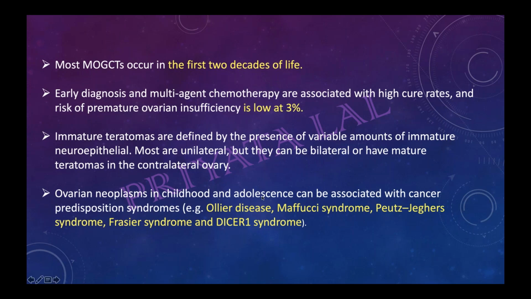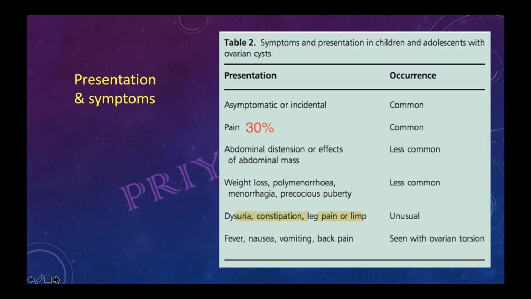Now these are a few syndromes you may sometimes get a question on, where ovarian neoplasm is there. There could be a possibility of some inherited syndromes. These are the syndromes: Ollier, Maffucci, PJ syndrome, Fraser syndrome, Dicer syndrome. Just see their names in case they are asked in the exam. Otherwise, no need to remember too much about them. So this much knowledge about juvenile granulosa cell tumor will be enough.